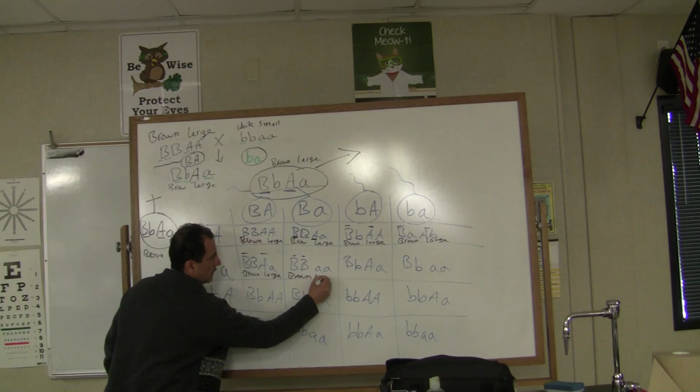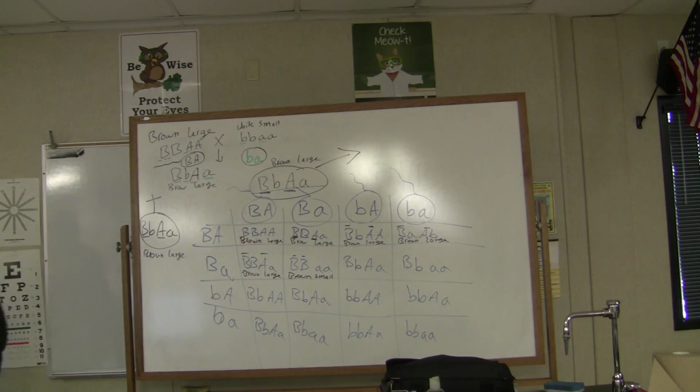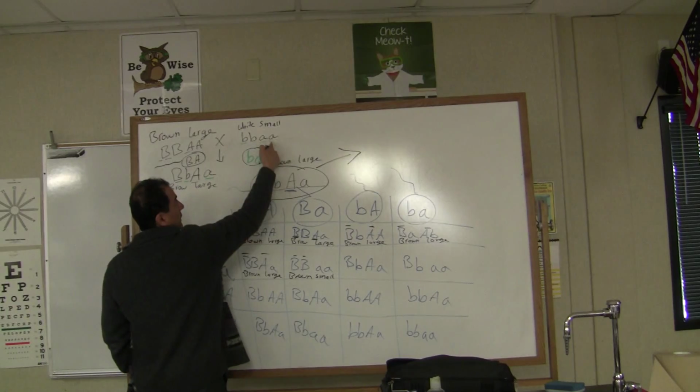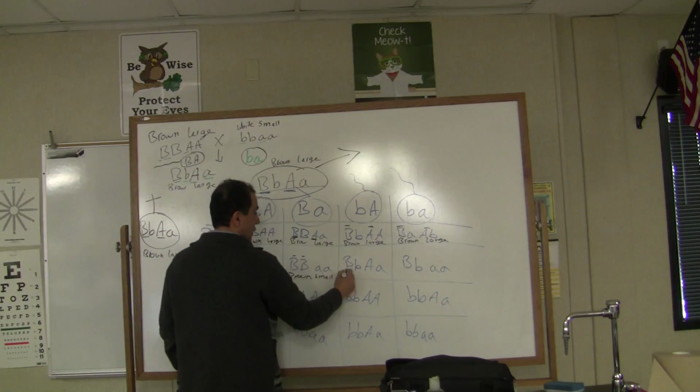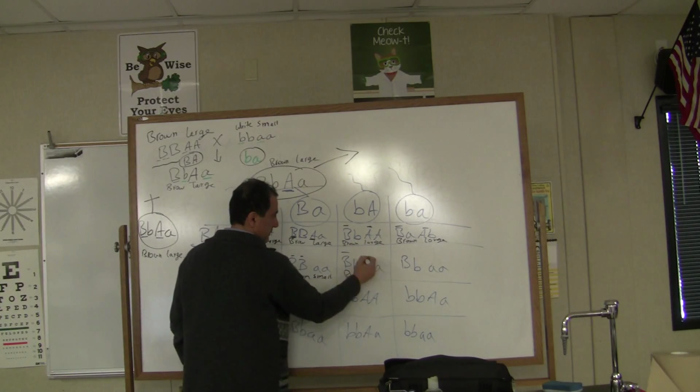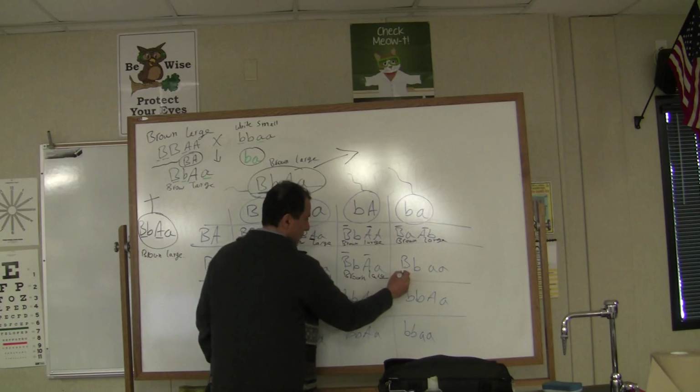Small. Wow, Mendel was shocked. Mendel saw that and said, wow, I haven't seen this one yet. That's a new variety I have not seen. Brown, small. How about the next one? Brown, the capital B is masking the small b. Brown, what is it? Large. This one, brown, small.